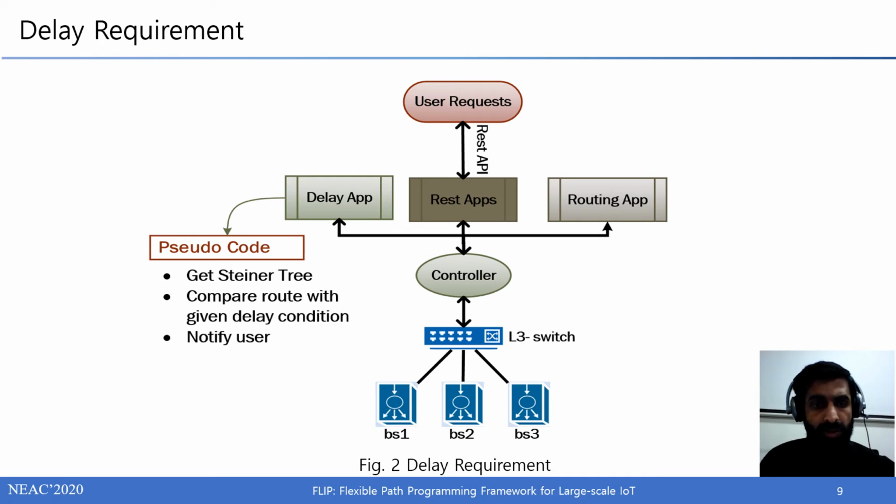This slide provides an overview of how the delay application is working in Flip. So the user sends a request. It has some delay requirement. So we get the Steiner tree for this application, and it involves all the base stations and the sensor clusters involved in the communication. We compare the route from those clusters to the user with the given delay condition provided, and we notify the user if the delay condition can be met or not.